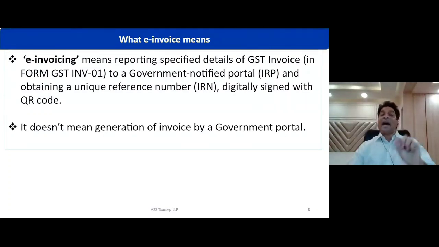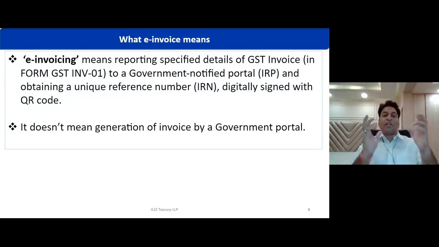www.einvoice1.gst.gov.in. And the IRP is going to validate the data. After validating the data as per the e-schema, they are going to sign it digitally, create a unique invoice reference number, and return it to the supplier with the QR code in a JSON file. And then the supplier is going to issue the invoice to the recipient, either as a JSON file, a PDF, or a printed invoice copy with the QR code.